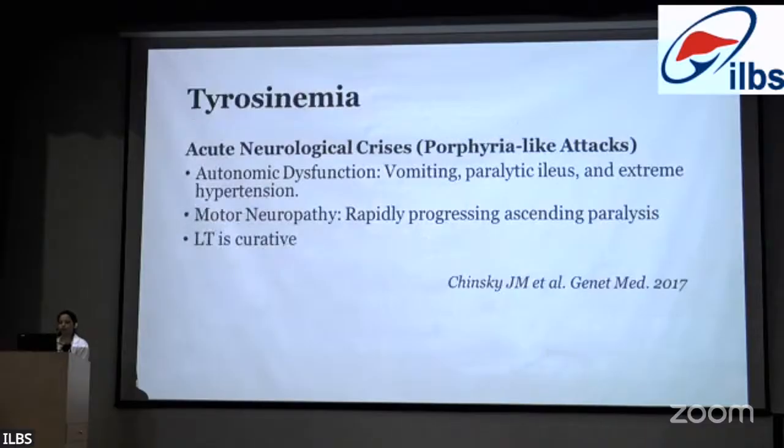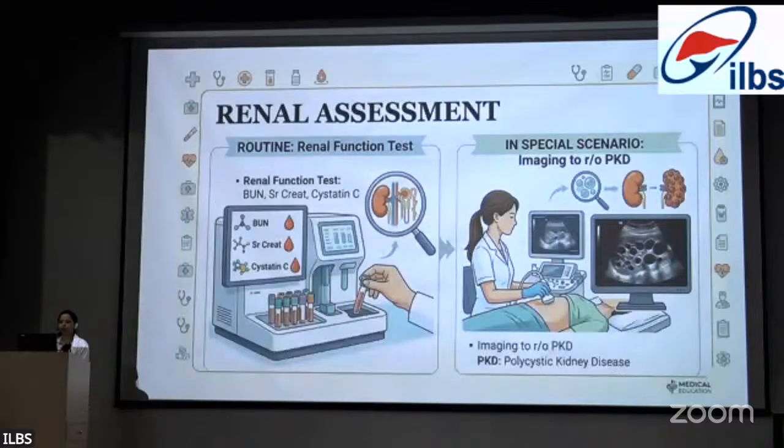Patients with tyrosinemia sometimes may present with acute neurological crisis with autonomic dysfunction and motor neuropathy. But in this scenario also, LT is curative, so the patient should go ahead with it.